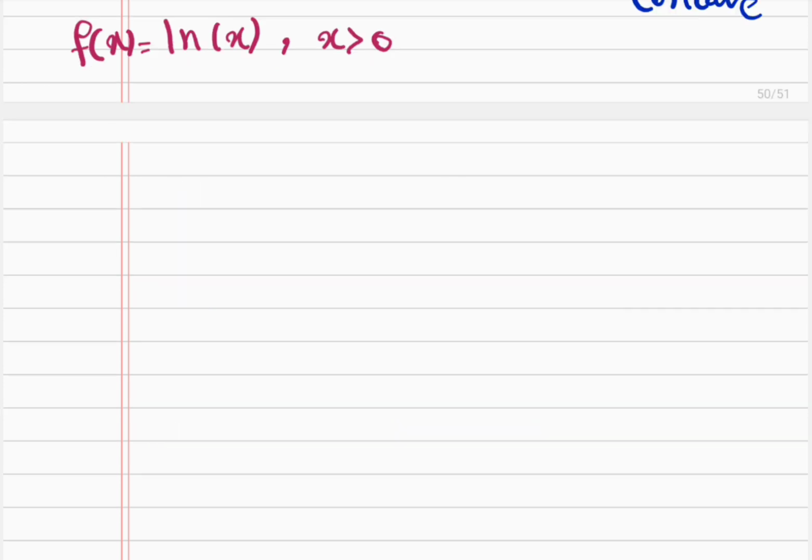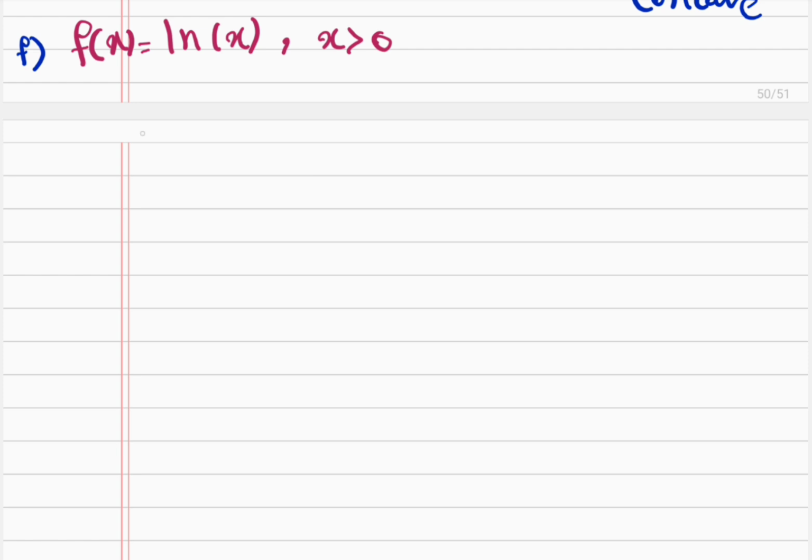Right, for part F, we have the function f of x, which is equal to ln x. And obviously the values of x are always greater than 0. The domain of ln x is always x greater than 0. Even if you're not given that in the question, you're expected to know this fact because it's very, very important. Because ln can't take values of negative or even 0. That's very crucial.